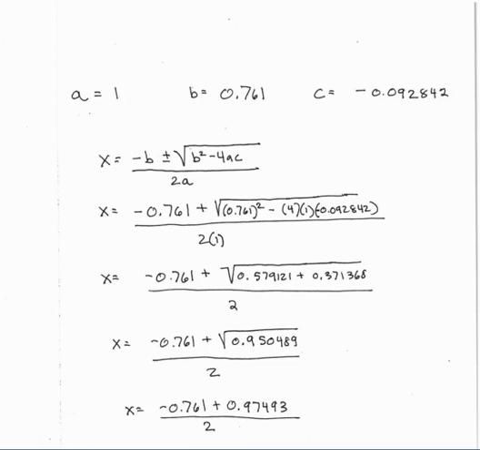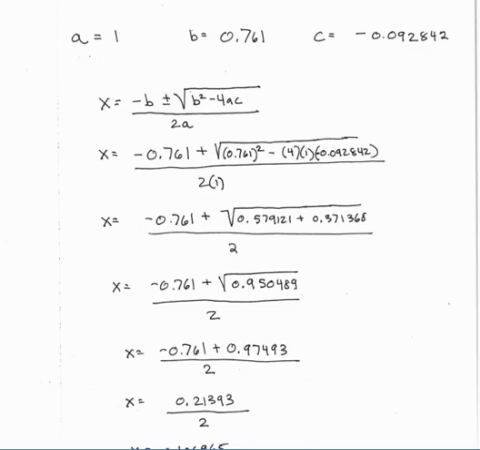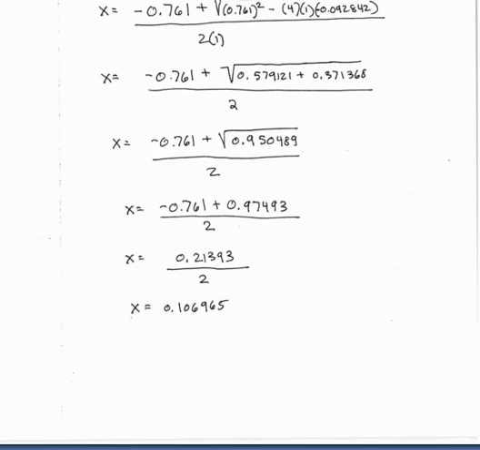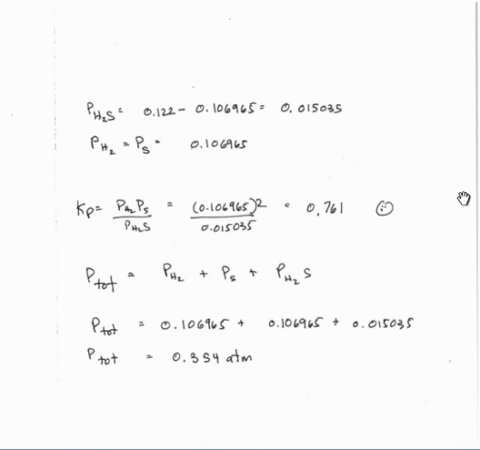So then I continue my math, and when I add my numerator values together, this is what I get. And then when I divide by 2, I get 0.106965. And what my question asked for was the total pressure in the flask.